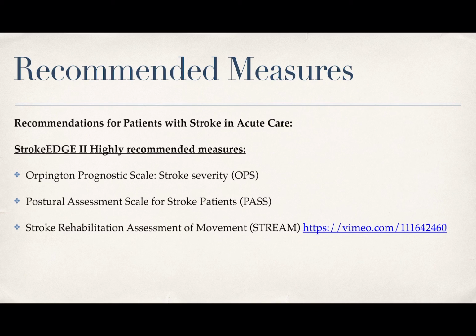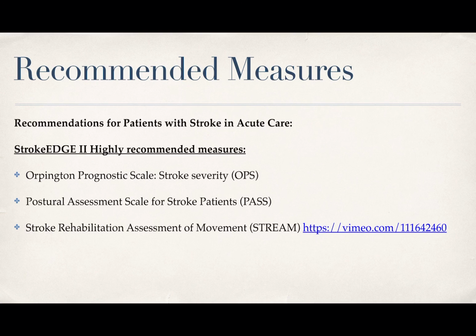The Orpington Prognostic Scale, also known as the OPS, enables clinicians and researchers to stratify clients into either a good, an intermediate, or a poor prognosis group by using established cutoff scores, assessing motor, proprioception, balance, and also cognition.